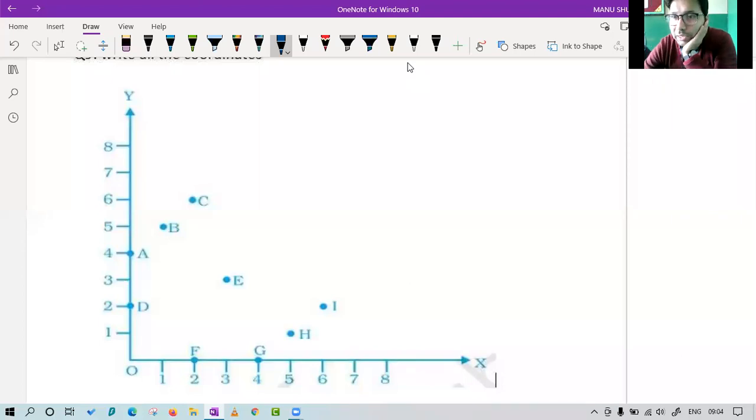Okay, Ananya and Harshula giving the answers. First, point A is lying on the y axis. So we can say the coordinates of this are 0, 4, because on the y axis the x coordinate is always 0. Now tell me the coordinates of B. If you see, it is 1 on x-axis, 5 on y-axis, 1 comma 5.